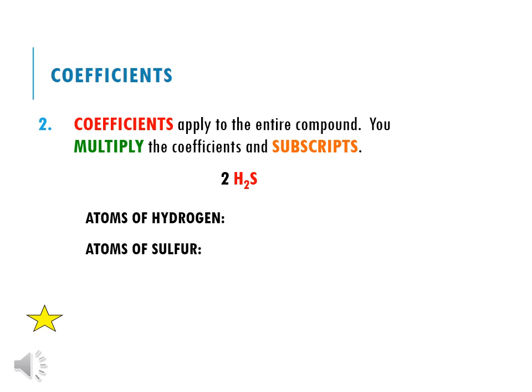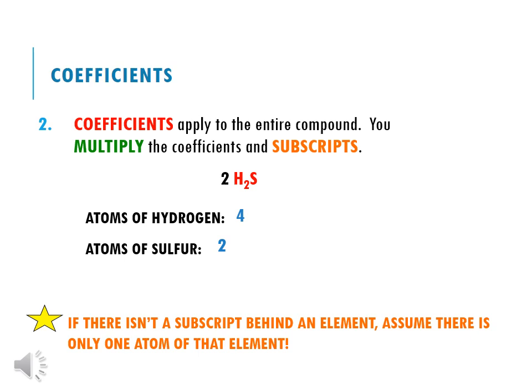So the atoms of hydrogen and the atoms of sulfur. There are 4 atoms of hydrogen because there are 2 molecules of H2S and each molecule has 2 hydrogens. So 2 times 2 equals 4. And sulfur, we're assuming that there's at least 1 because we wrote the S. So that means that there has to be at least 1 atom of sulfur in each molecule. And we have 2 molecules, which means 2 times 1 is 2. Remember that if there isn't a subscript behind an element, you assume that there's only 1 atom of that element. Otherwise, why would we write it?